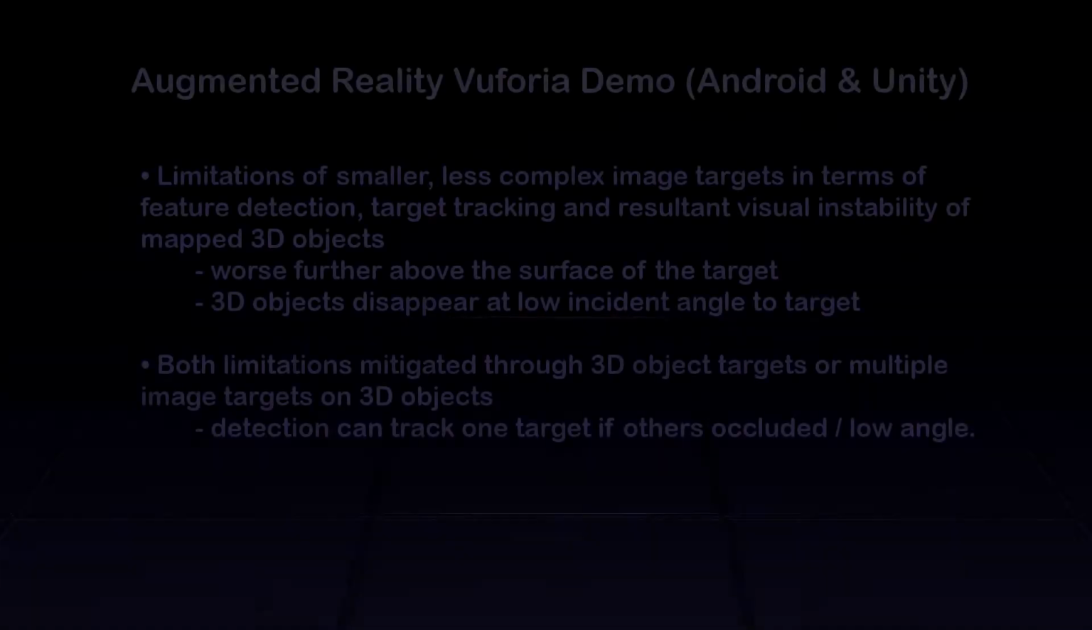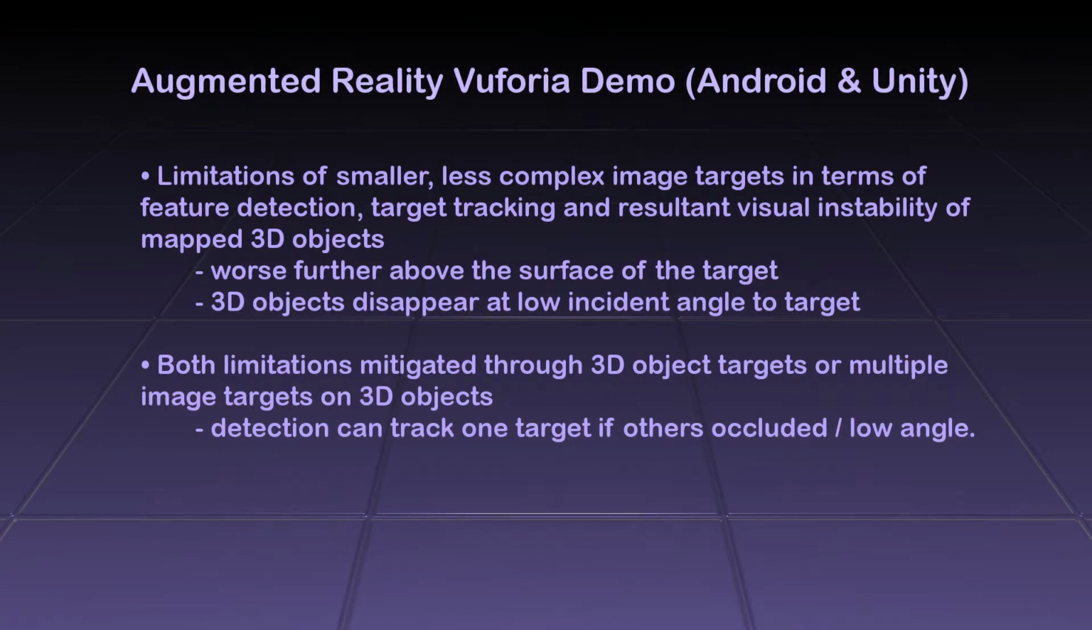In concluding, we saw some limitations of smaller, less complex image targets in terms of feature detection and target tracking, with resultant visual instability of mapped 3D objects worsening further above the surface of the target, and objects disappearing at low incident angles to the target, where feature detection is not possible. Both these limitations can be mitigated somewhat through use of 3D object targets or larger complex multiple image targets on 3D objects, since the detection should still clearly see features of one target, even if those of another become occluded or at a low angle.